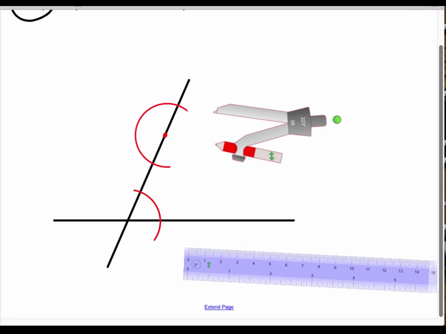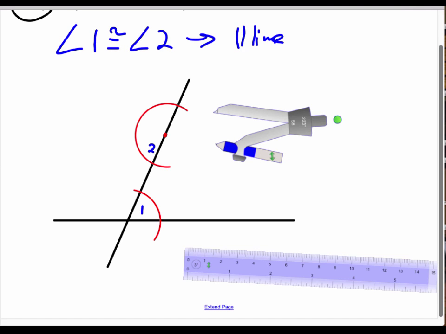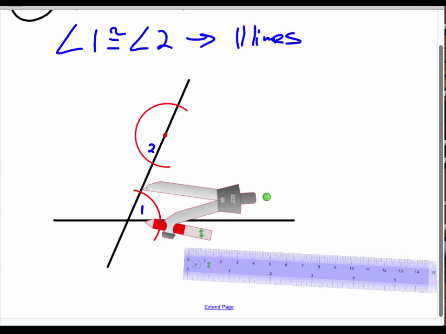So here's where it gets tricky. If this is like angle 1, then my angle 2 would be here, right? And I would want angle 1 to be congruent to angle 2, and then that would prove parallel lines. Got a little excited there. All right, so how do I do that? Well, it's the same way I've been doing it.